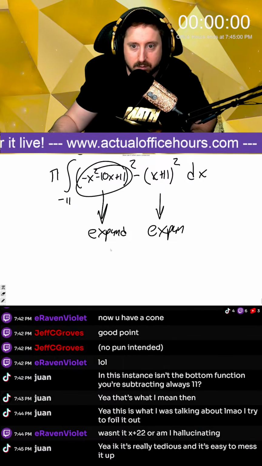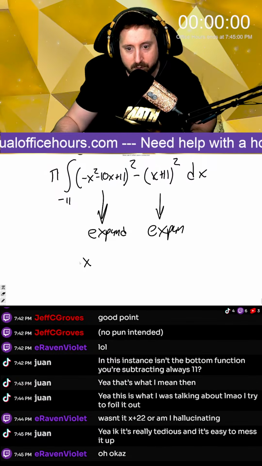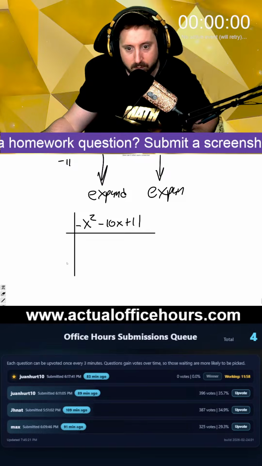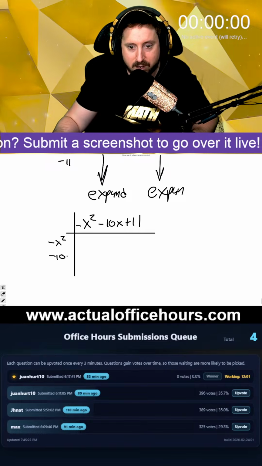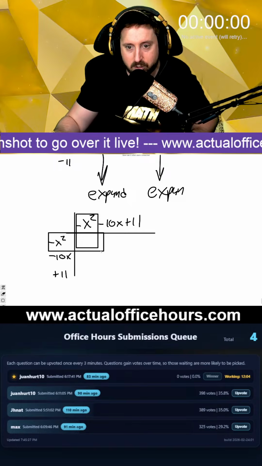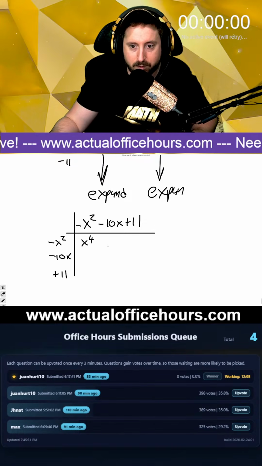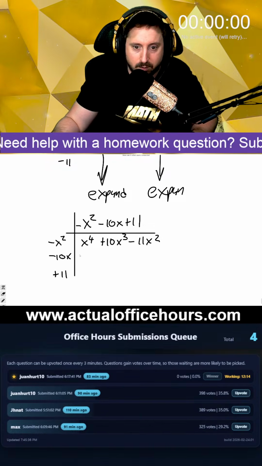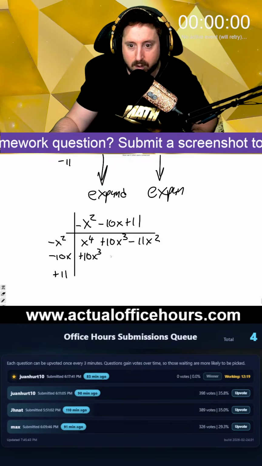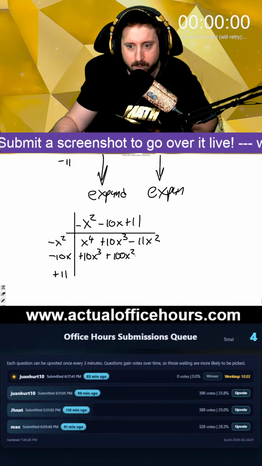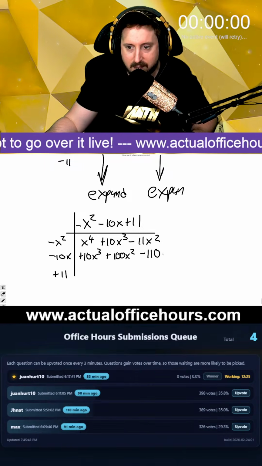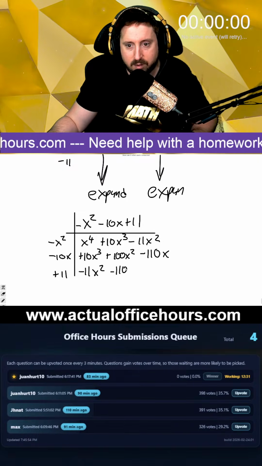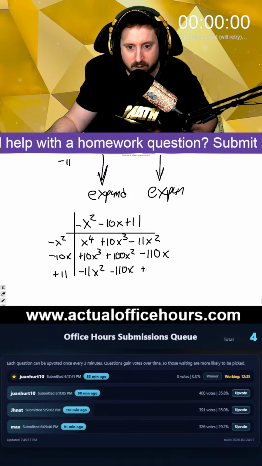Okay, but you can expand it. This is not too bad. So I like to do this. This is negative x squared minus 10x plus 11. And then I'm going to do it like this. Negative x squared minus 10x plus 11. And then I'm just going to do this a bunch of times. So this is x to the 4th plus 10x to the 3rd minus 11x squared. This is plus 10x to the 3rd plus 100x squared, and then minus 110x. This is minus 11x squared minus 110x. And then this is plus 121.